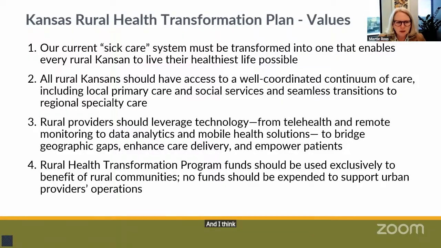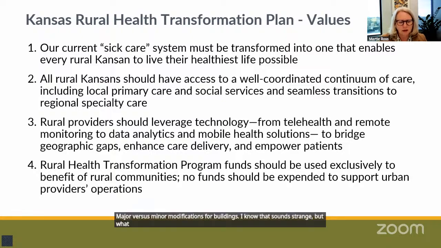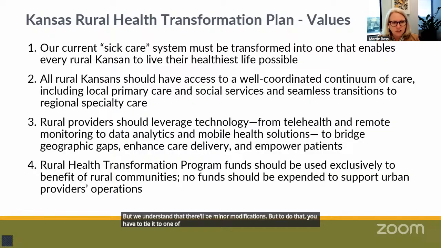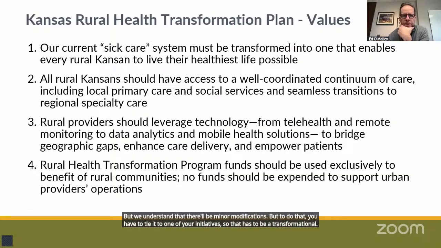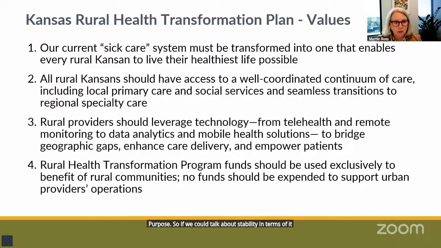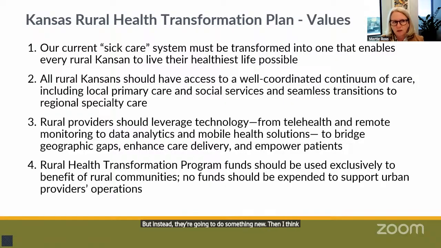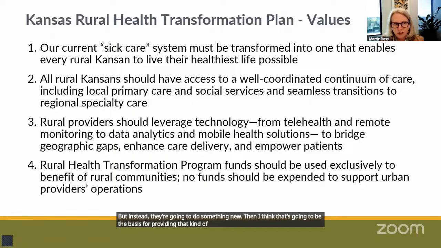I think the closest CMS has come to addressing that is their discussion of major versus minor modifications for buildings. I know that sounds strange, but what they're saying is, yes, we're not going to pay for construction or major renovations, but we understand there will be minor modifications, and to do that you have to tie it to one of your initiatives, so it has to be a transformational purpose. So if we could talk about stability in terms of it being part of transformation: if the stabilization isn't just resetting that facility to continue providing fee-for-service reimbursed services, but instead they're going to do something new, then I think that's going to be the basis for providing that kind of funding as part of an initiative.